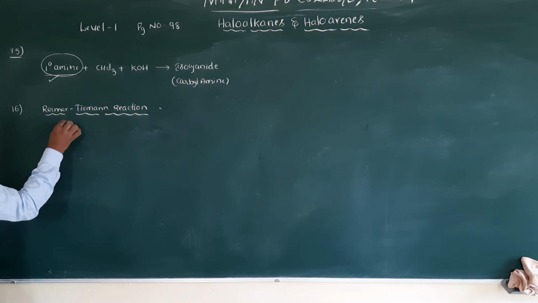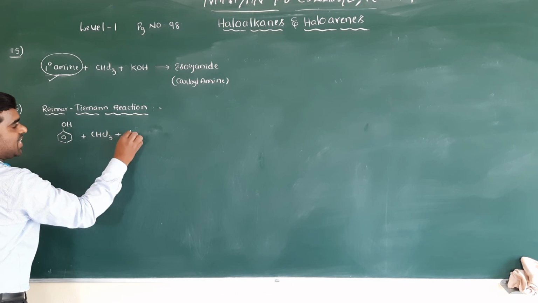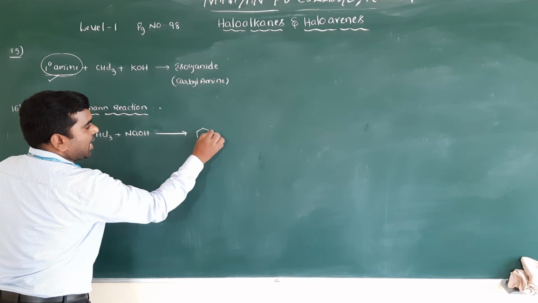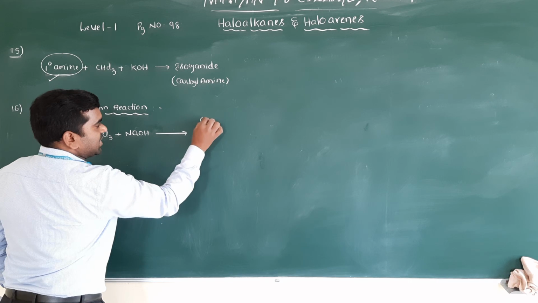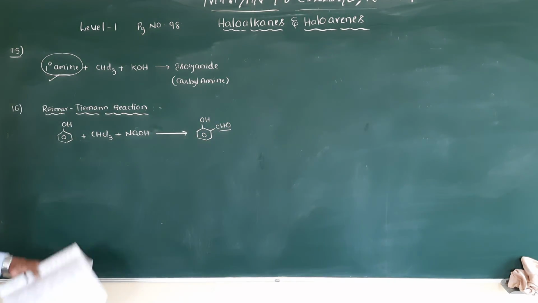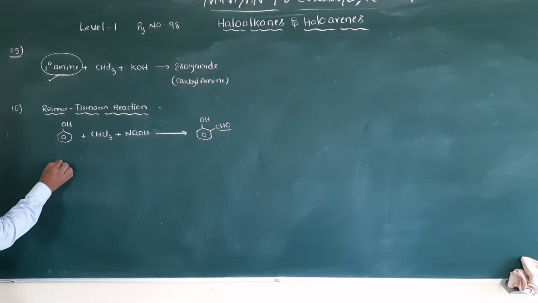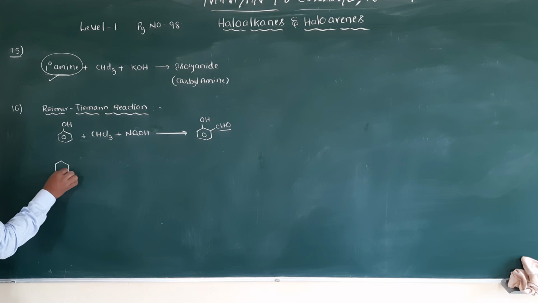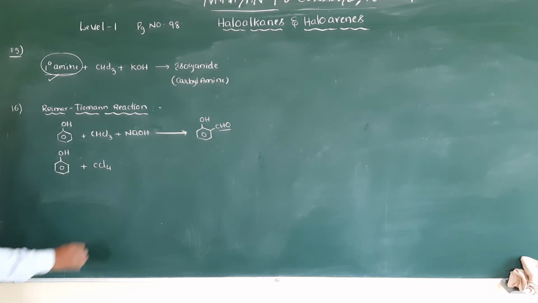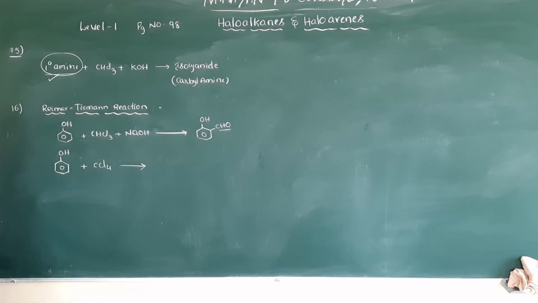Whenever phenol reacts with chloroform plus NaOH, that is a base, what is the compound you will get here? You will get salicylaldehyde, not acid here, aldehyde. This is the compound. But what they are asking here is to prepare salicylic acid. So now what you have to take: phenol should be reacted with CCl4. You already know how this reaction takes place.